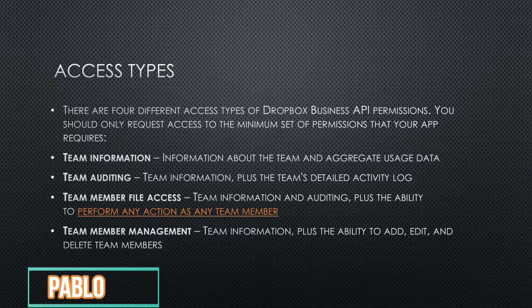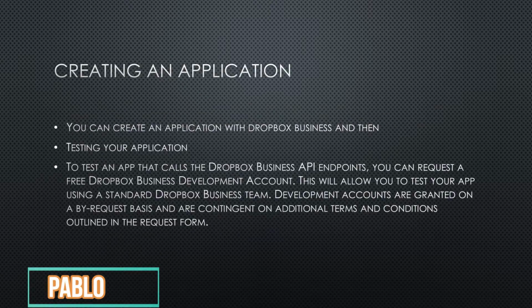Team information: information about the team and aggregate usage data. Team auditing: team information plus the team's detailed activity log. Team member file access: team information and auditing, plus the ability to perform any action as any team member. Team member management: team information plus the ability to add, edit, and delete team members.